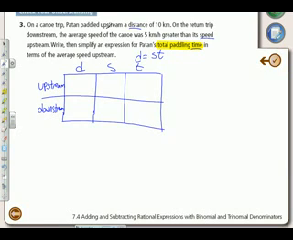Patton paddled upstream a distance of 10 kilometers. We know that upstream is 10 kilometers. On the return trip downstream, well, you're going up 10 kilometers, so you're going to have to come back 10 kilometers to get to that same place. It doesn't tell us to go anywhere else except come back to where the starting point was. So I fill in what I know.